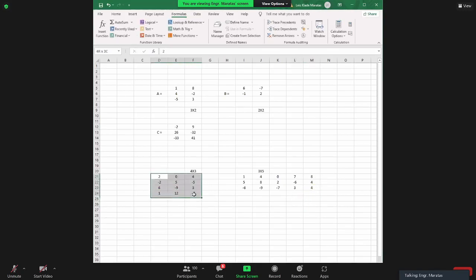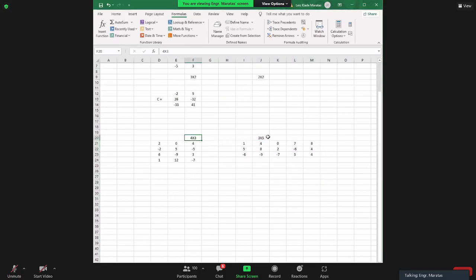So this is a 4 by 3 matrix, 4 rows, 3 columns. And this is a 3 by 5 matrix, 3 rows and 5 columns. So again, the two are conformable. Number of columns is 3, number of rows here is 3. So they are equal, so they are conformable. We can perform multiplication. The size of the resulting matrix should be 4 by 5, 4 rows, 5 columns.